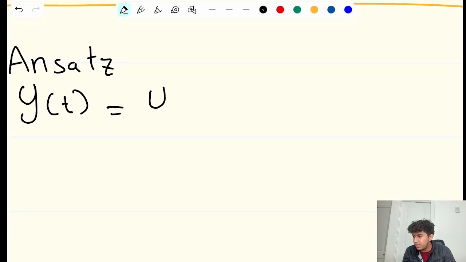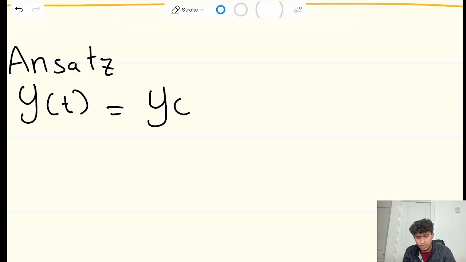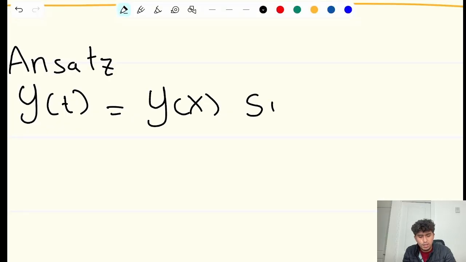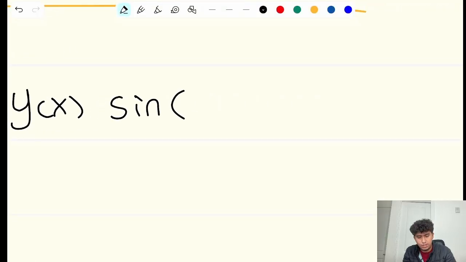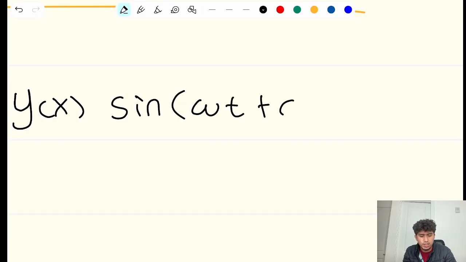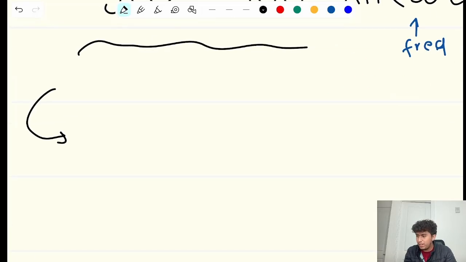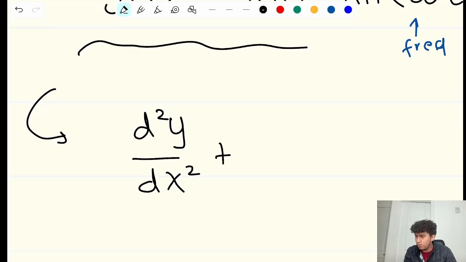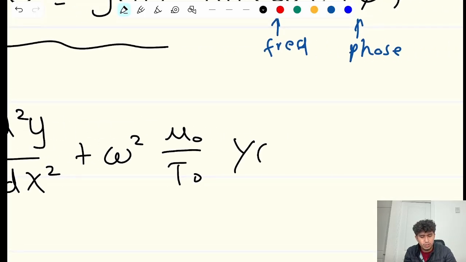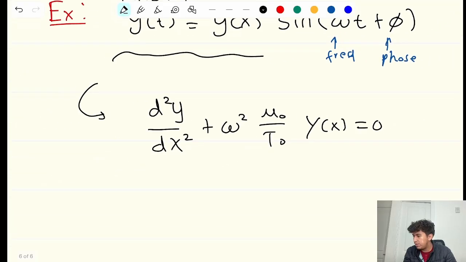So there's an ansatz that there's some amplitude that might change depending on position, and we have a sinusoidal. You have a frequency, time, and a displacement, frequency, and a phase. Cool. Okay, so we can substitute this solution in the wave equation, and I'm going through this very quickly since it is not the most relevant, but we're gonna find this. This is what you get from the wave equation for the amplitude.